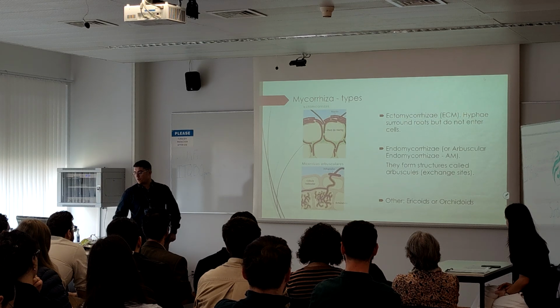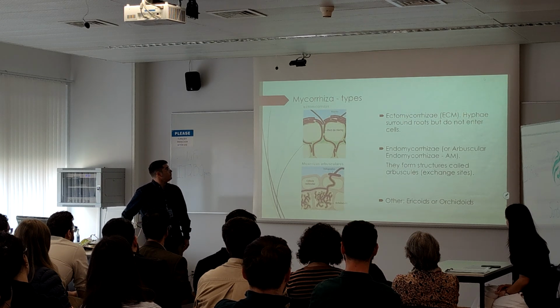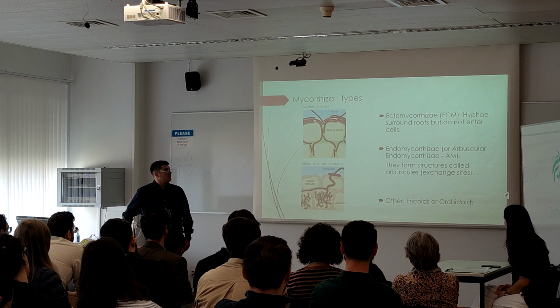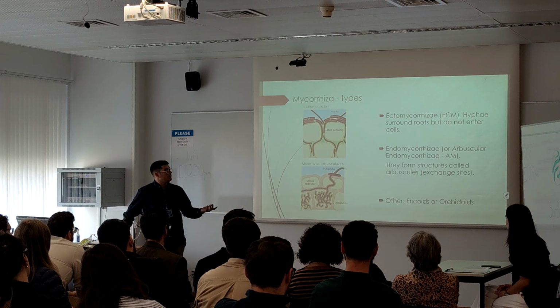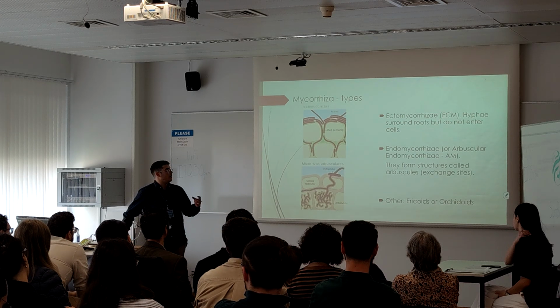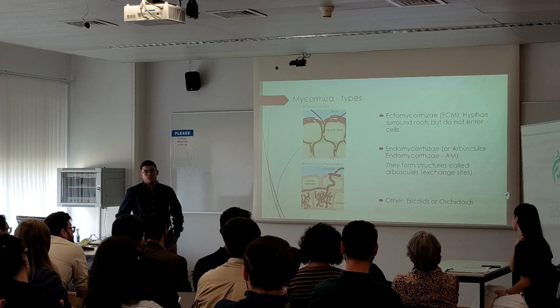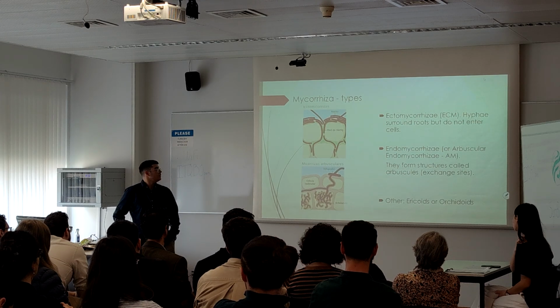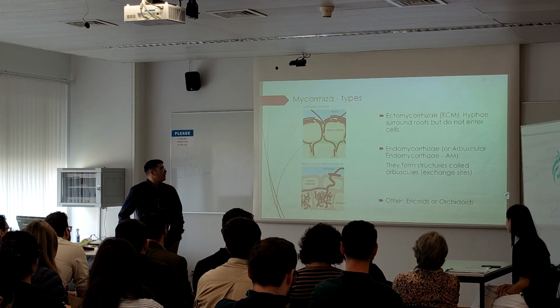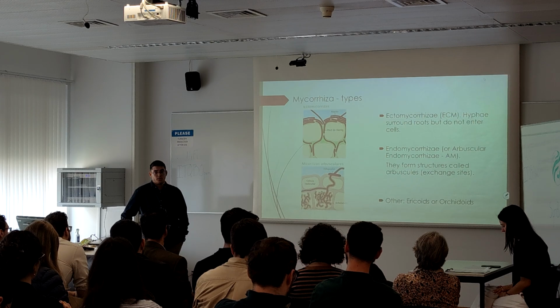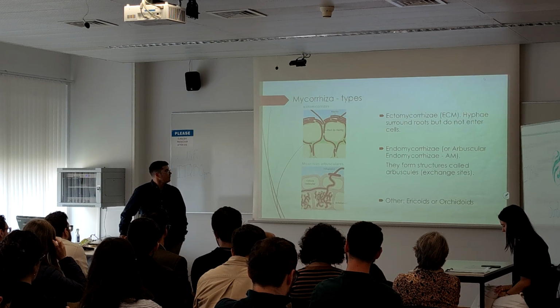We have several types of mycorrhiza, but I focus on two of them. The first one is the ectomycorrhiza, the type where the fungi surround the roots but don't enter the plant cells, the root cells. An example of this is woody trees, like oak or pine.